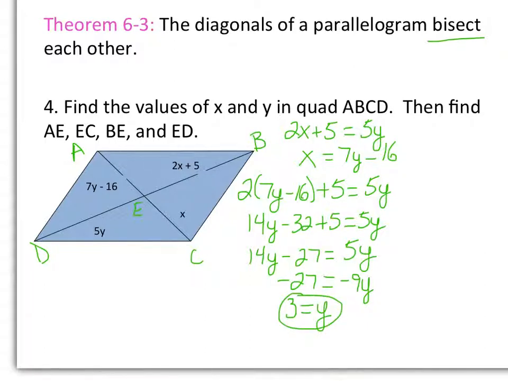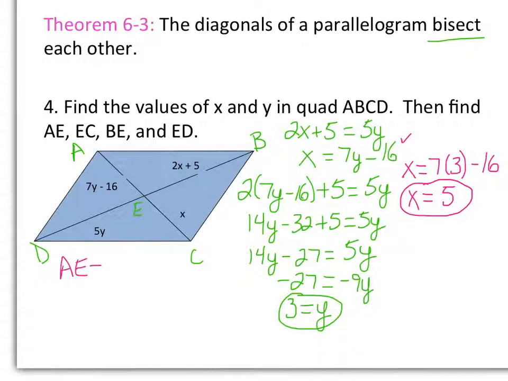Alright, so if y is 3, we have to solve for x. I'm going to use the second equation, which tells me that x equals 7 times y, and we just found that to be 3, minus 16. So 21 minus 16, or 5. So y is 3, x is 5. Let's find the lengths of our diagonals. Alright, so AE, and that's actually the expression I just used to solve for x. AE says take 7 times y minus 16, and we get that AE is 5.